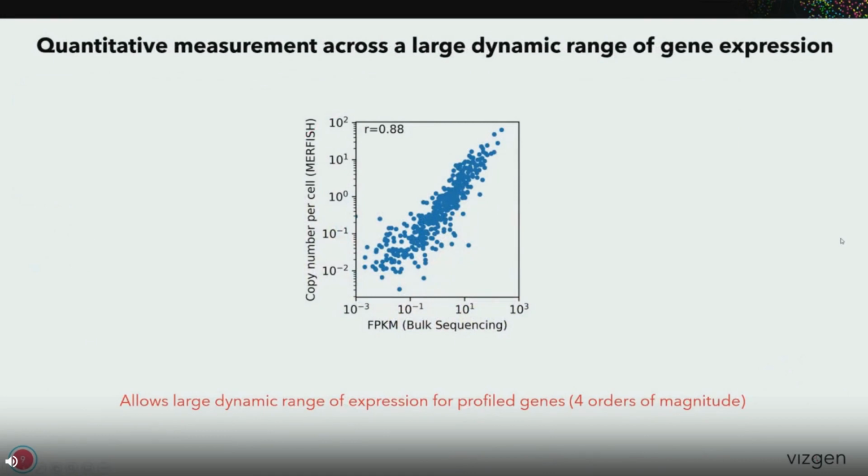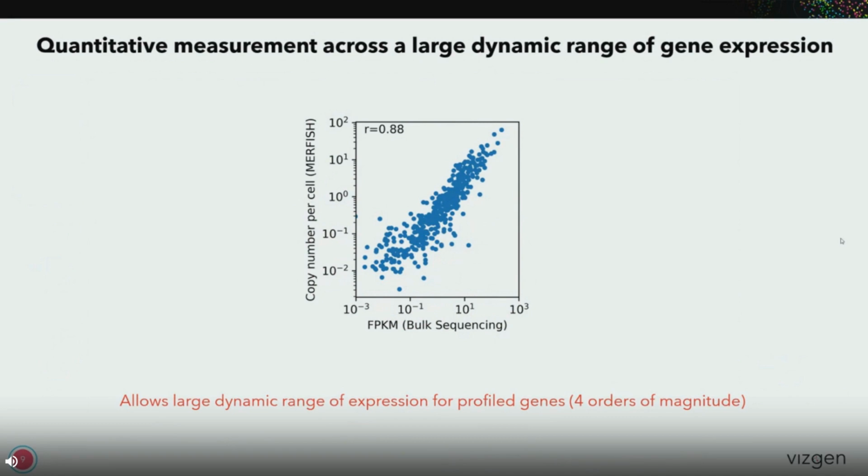There are a couple of key advantages of the MERSCOPE platform, and I'm going to walk you through them one by one. The first one is that it is a truly quantitative measurement across a very large dynamic range of gene expression profile. On this slide, you are seeing a comparison of MERFISH data acquired in mouse brain tissue with bulk RNA sequencing.